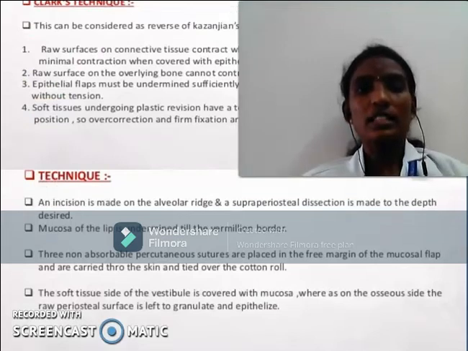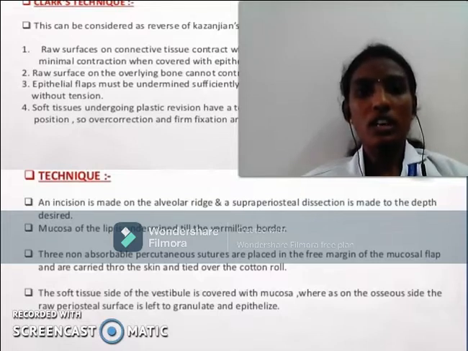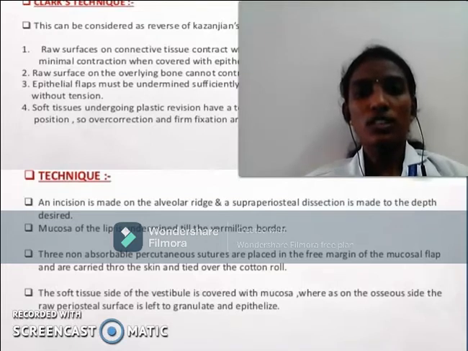Clark's technique can be considered a reverse of Kazanjian technique. Clark based this technique on 4 principles: a raw surface on the connective tissue, a raw surface covering the bone, an epithelial flap undermined sufficiently to permit repositioning and fixation without tension, and soft tissue undergoing plastic revision surgery.